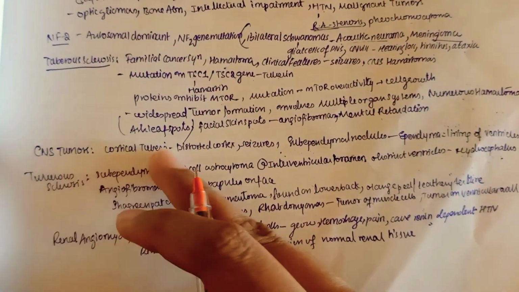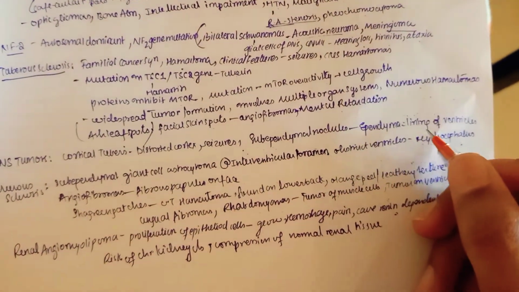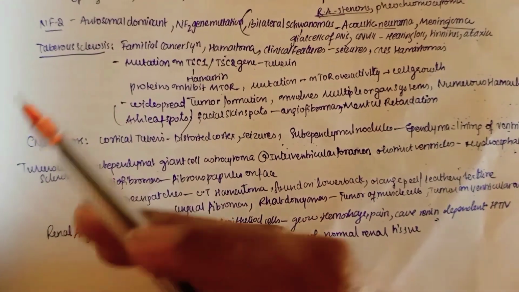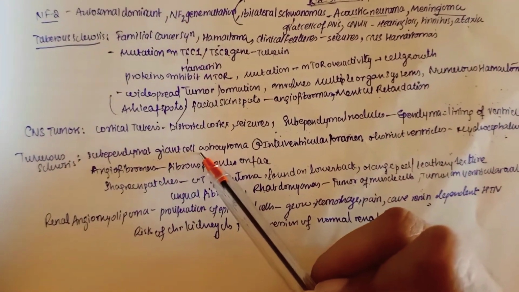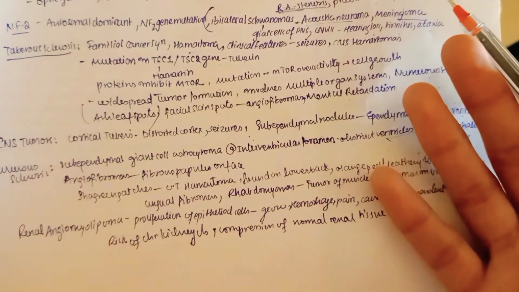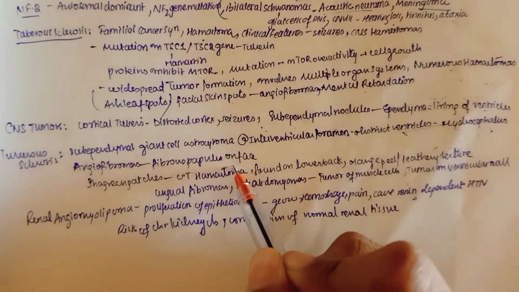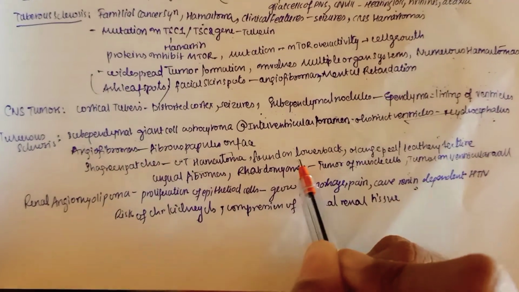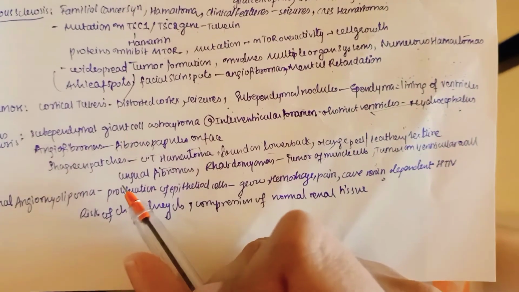So finally coming to CNS tumors: cortical tumors, disordered cortex, seizures, subependymal nodules, ependyma, the lining of ventricles, which produce CSF. There may be tumors in the case of tuberous sclerosis. Subependymal giant cell astrocytoma at the interventricular foramen obstructs ventricles. If the ventricles are obstructed, hydrocephalus. Angiofibroma, fibrous plaques on the face. Shagreen patches are hamartomas found on the lower back, with an orange peel or leathery texture.